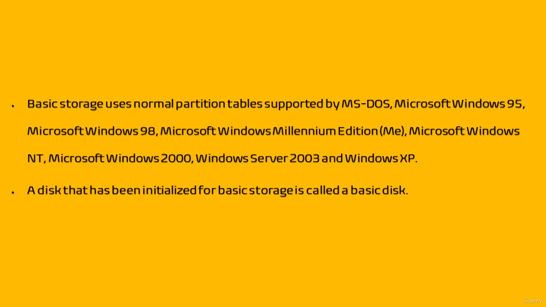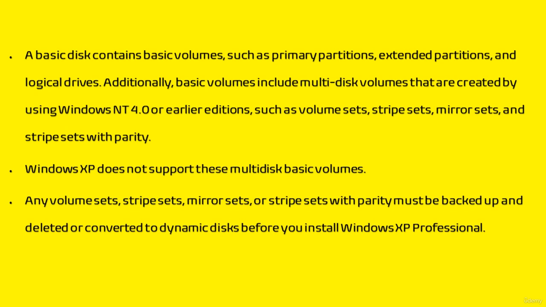Basic storage uses normal partition tables supported by MS-DOS, Microsoft Windows 95, Microsoft Windows 98, Microsoft Windows Millennium Edition. That's the ME or ME, right? Anyway, Microsoft Windows NT, Windows 2000, Windows Server 2003, as well as Windows XP. A disk that's been initialized for basic storage is then called a basic disk. So a basic disk contains basic volumes, such as primary partitions, extended partitions, and logical drives.